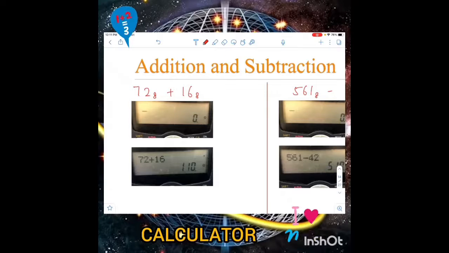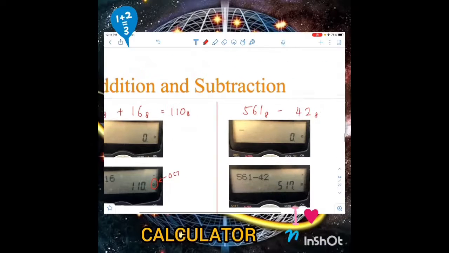So when you have done all this setting, you just have to press like you are counting normal numbers. You just press normally, you just press 72 plus 16, then you press equal. The calculator will give you 110. O here means OCT, meaning the number is in base 8. So the answer is 110 base 8.